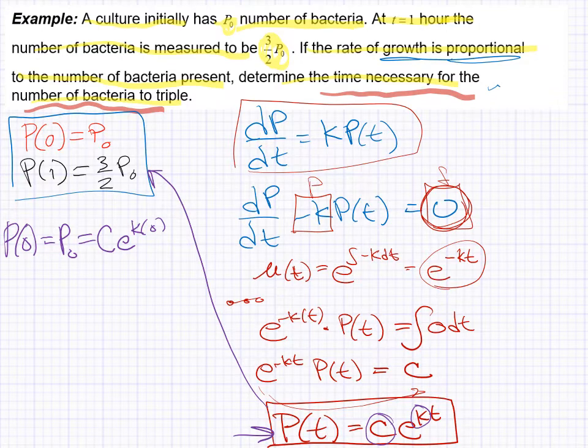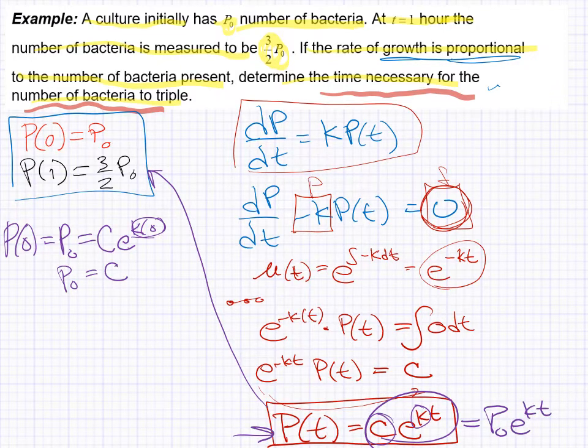Okay? That's plugging 0 into here. Well, e to the 0 is 1. So this says P of 0 equals c. So now we have c. All right, so now what we have is not just P of t equals this, but P of t equals P sub 0 e to the kt.